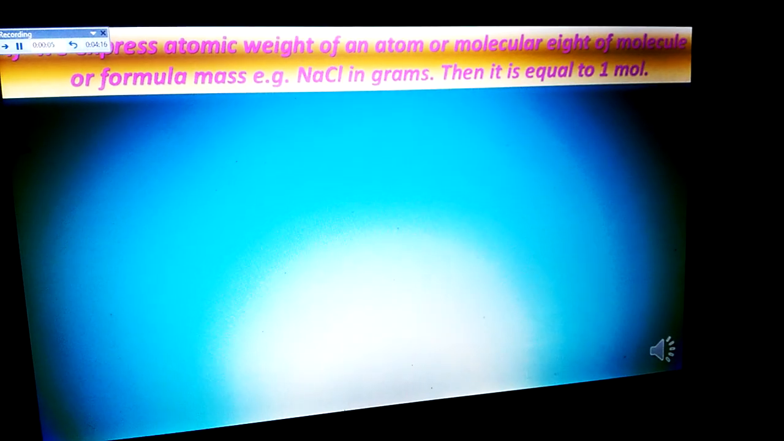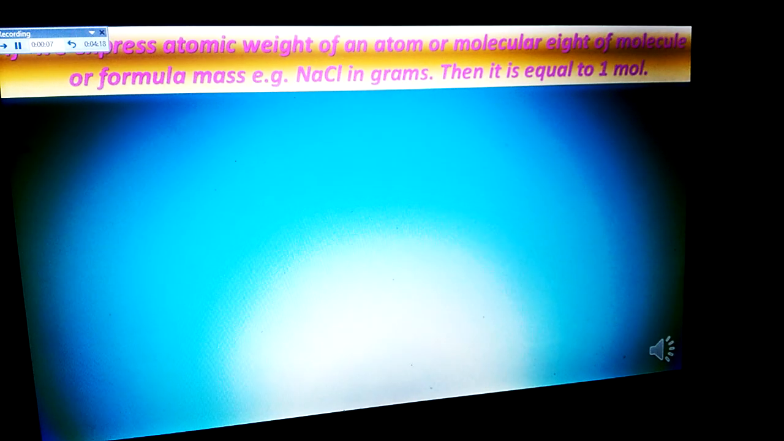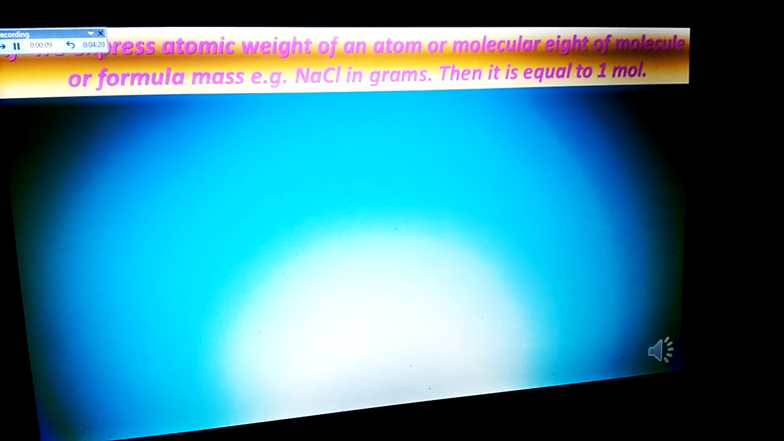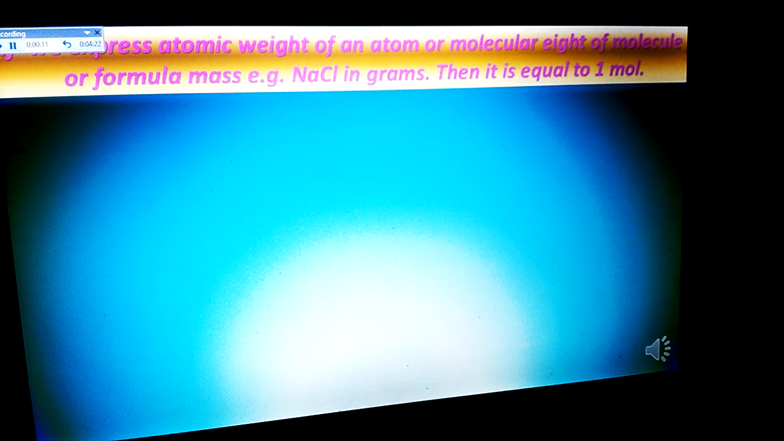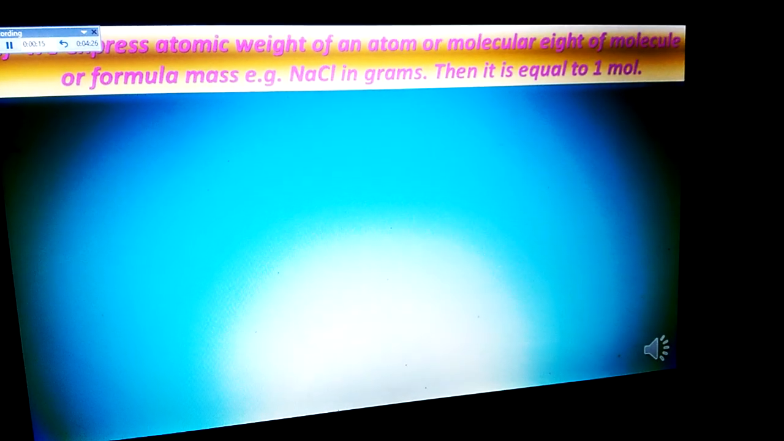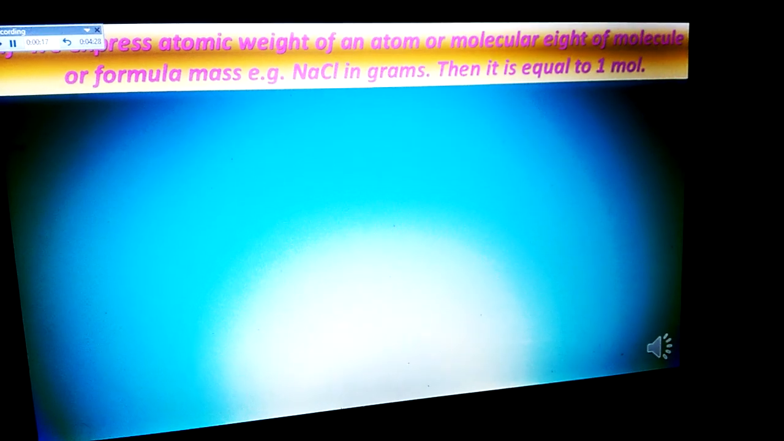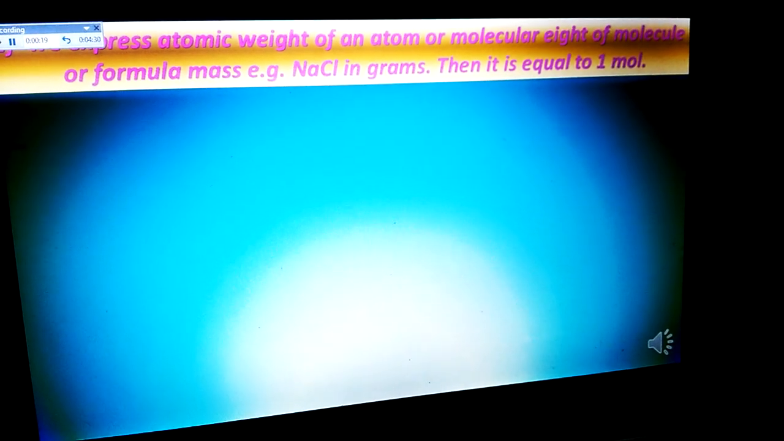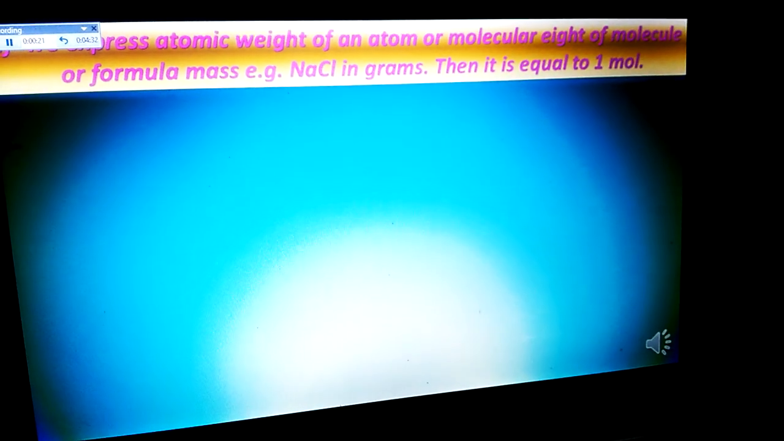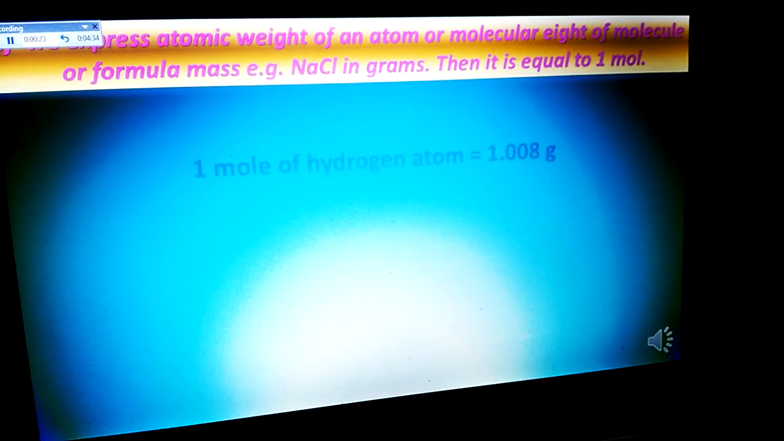So if we express the atomic weight of an atom or the molecular weight of a molecule, or the formula mass, for something which can't exist independently in nature, for example NaCl, in grams, then it is equal to 1 mole.